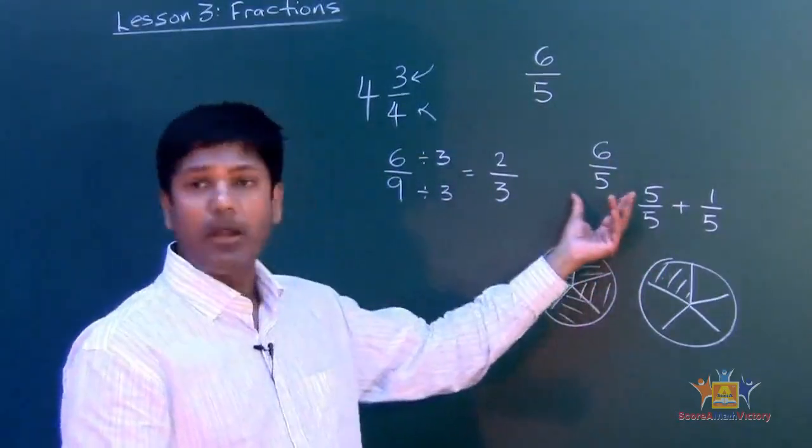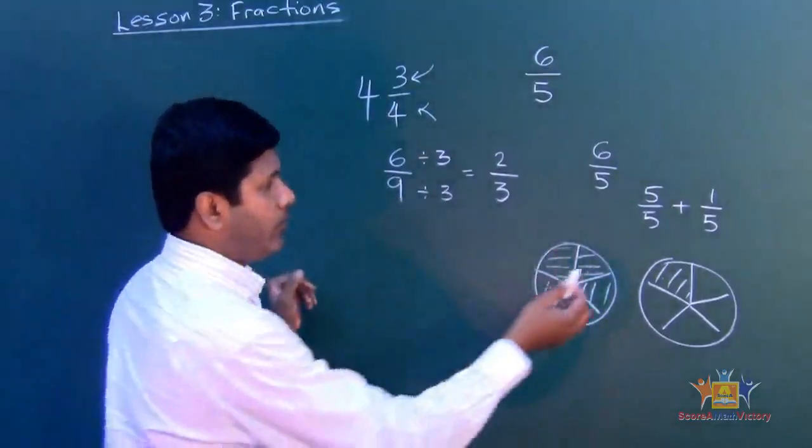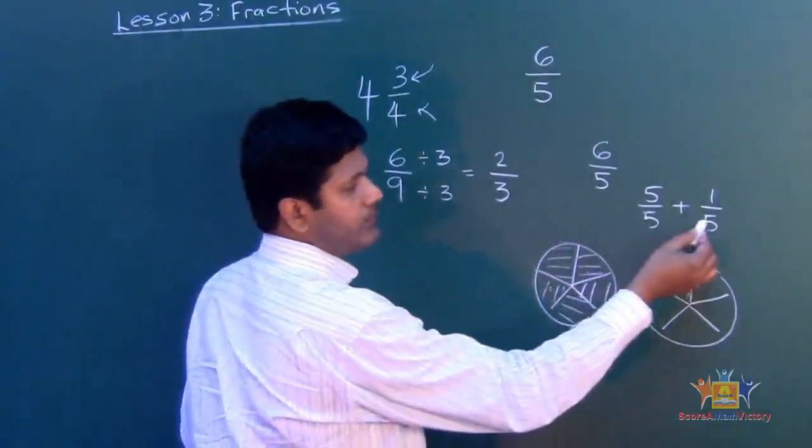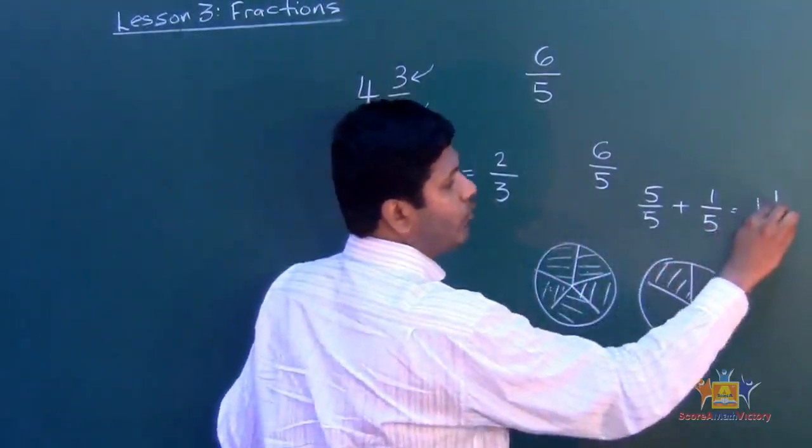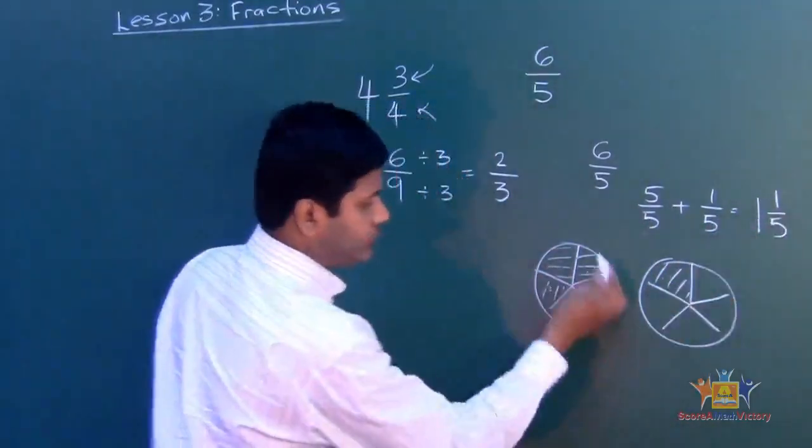But that's not the proper way to express it. The proper way is right there: 5/5 plus 1/5, which is 1 and 1/5. See, this is 1.